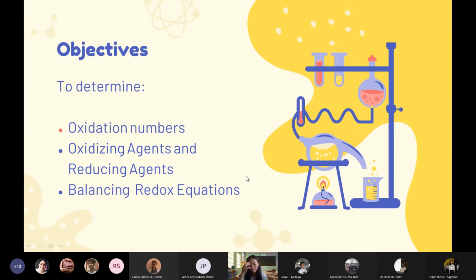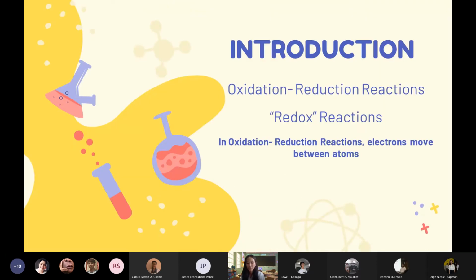So, our objectives for today are to determine the oxidation numbers, oxidizing agents and reducing agents, and how to balance redox equations. So, introduction. Redox reactions are basically oxidation-reduction reactions.